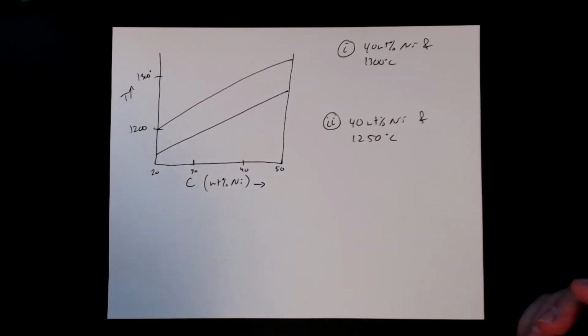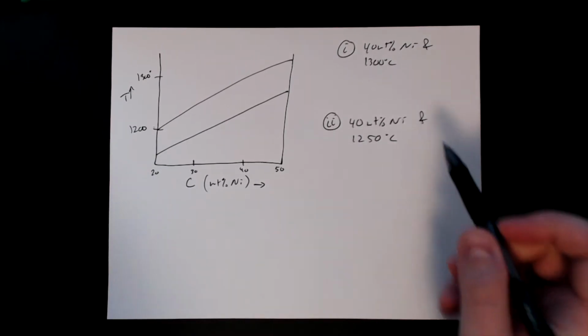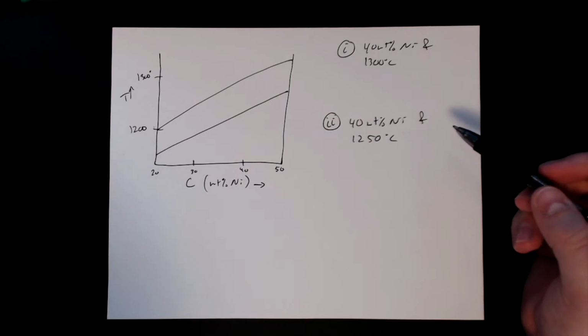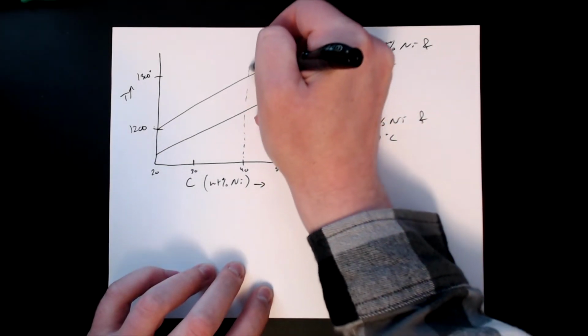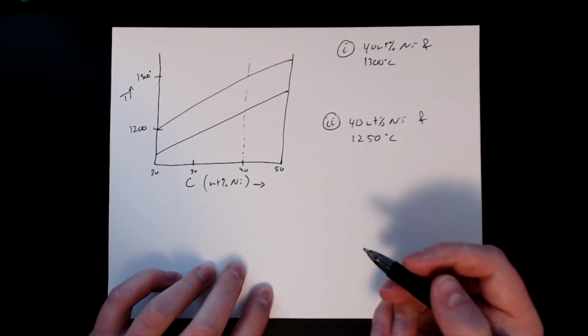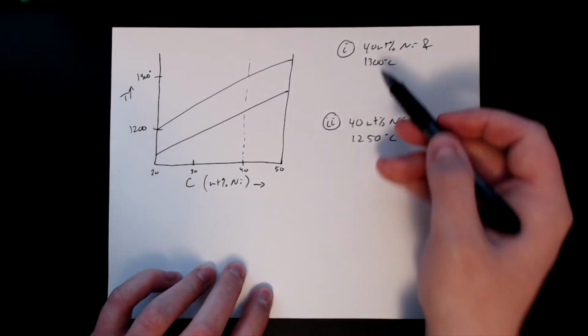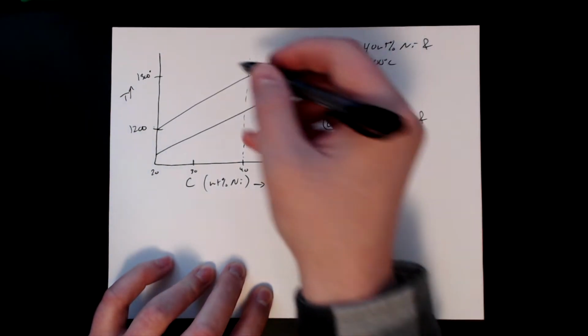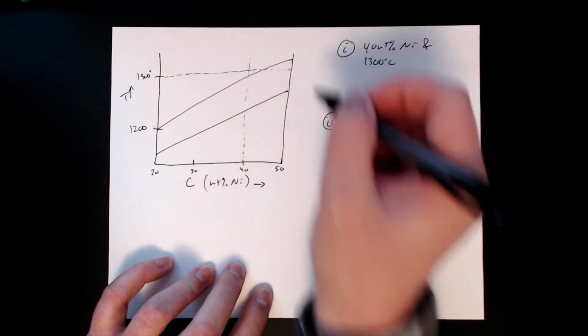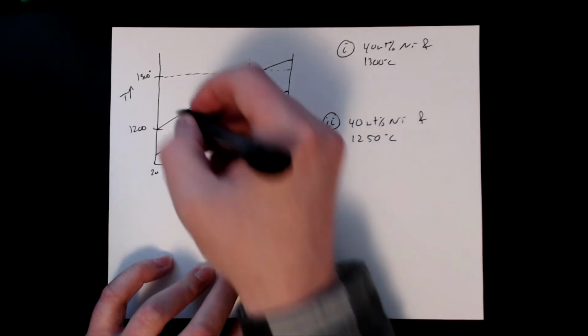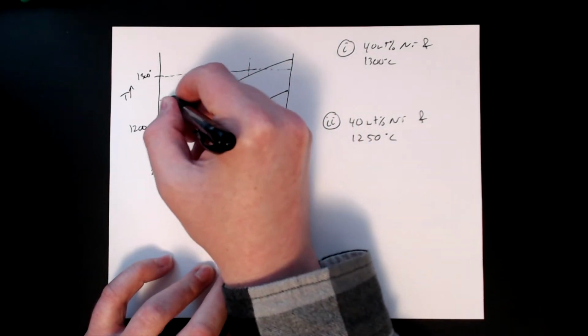All right, so let's go ahead and look at determining the weight fractions of these phases at these 2 specific points. So both of these are at 40 weight percent. So I'm going to draw that line approximately. Right, that's 40 weight percent nickel. And then the first temperature is 1300. And the next one is 1250. So I'll go ahead and draw that one too.